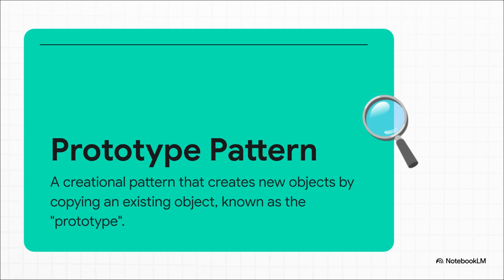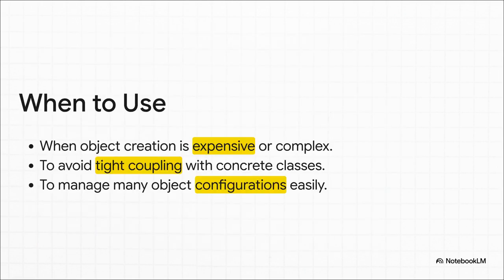Simple as that. So when would you actually pull this out of your toolkit? Well, 3 scenarios really stand out. First, when making an object from scratch is just plain slow. It needs a database hit or a network call.